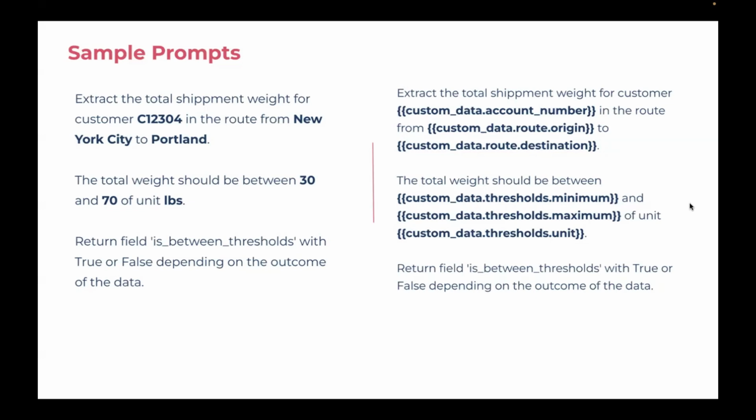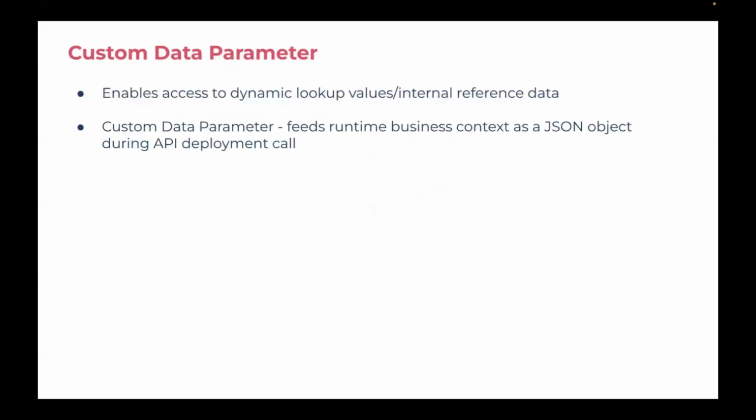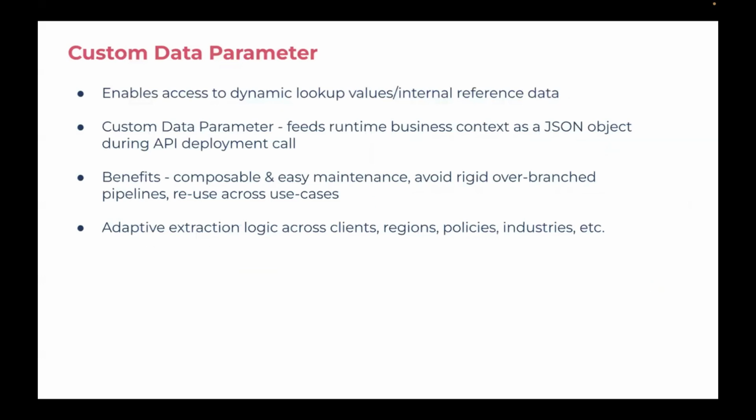So before we take a look at how this works in Unstract, in action, let's take a look at what are some other use cases where we see the need for the custom data parameter. So with the previous example, you saw how it is useful, especially when the clients change. However, that is not the only parameter that we usually see changing. Sometimes you might have to process your documents differently based on the region, the policies, the industries, and so on. So it has a wide range of application. It avoids overbranched pipelines. It's composable and reusable across use cases.